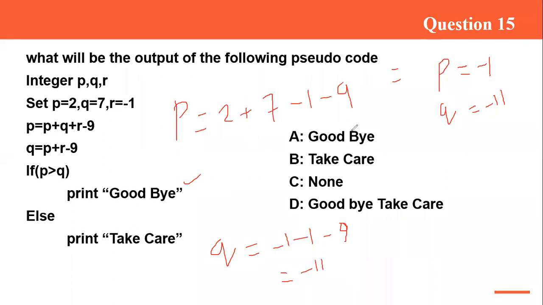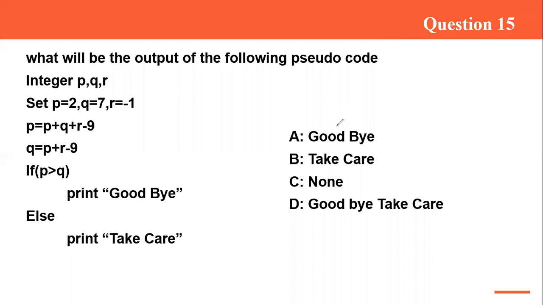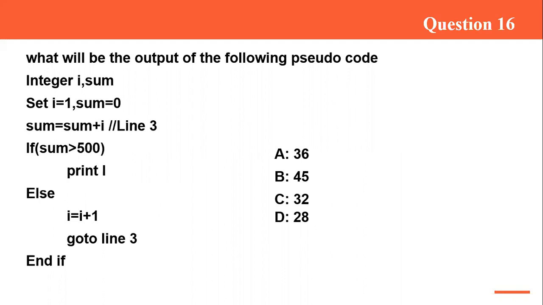Got it? Simple one. Just need to be cautious about the symbols there. Okay. Answer is goodbye. Be cautious about the subtraction. Answer is goodbye. Clear, everyone? I hope everyone got it.